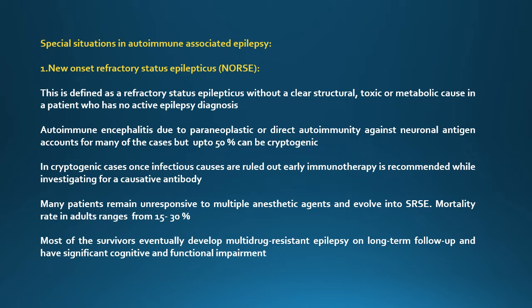Autoimmune encephalitis due to paraneoplastic or direct autoimmunity against neuronal antigens accounts for many of the cases, but up to 50% can be cryptogenic. In cryptogenic cases, once infectious causes are ruled out, immunotherapy is recommended early while investigating for a causative antibody. Many patients remain unresponsive to multiple anesthetic agents and evolve into superrefractory status epilepticus.